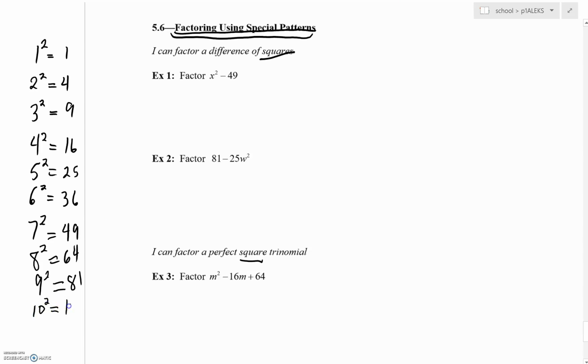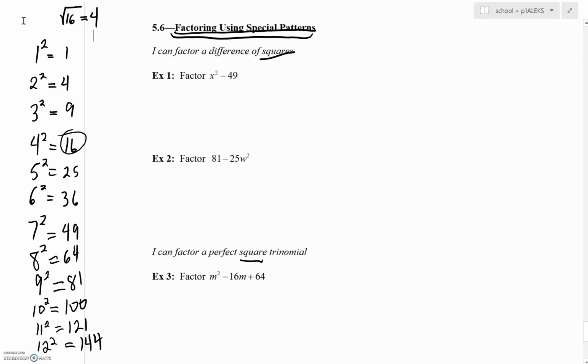We might as well even go a couple more. 11 squared is 121. 12 squared is 144. And these are very important numbers. Let's just say we were taking a look at, say, a 16. That's a perfect square. What it means is the square root of 16 would equal 4. So we want you guys to have these squares written down in your notes so you can use them.